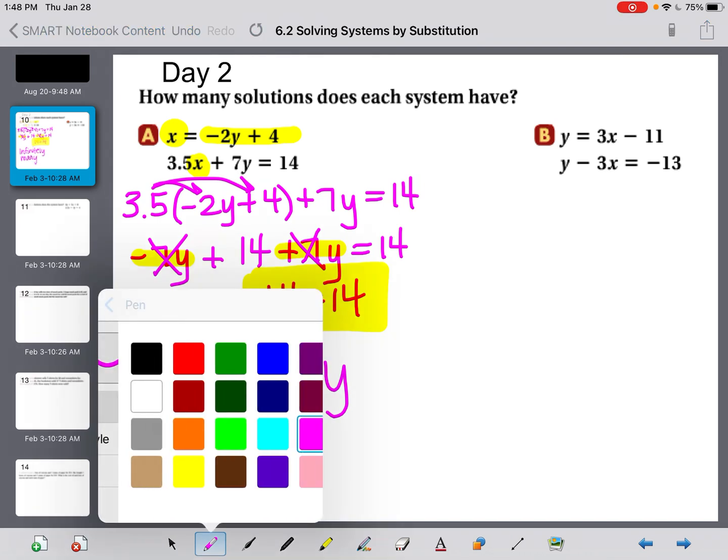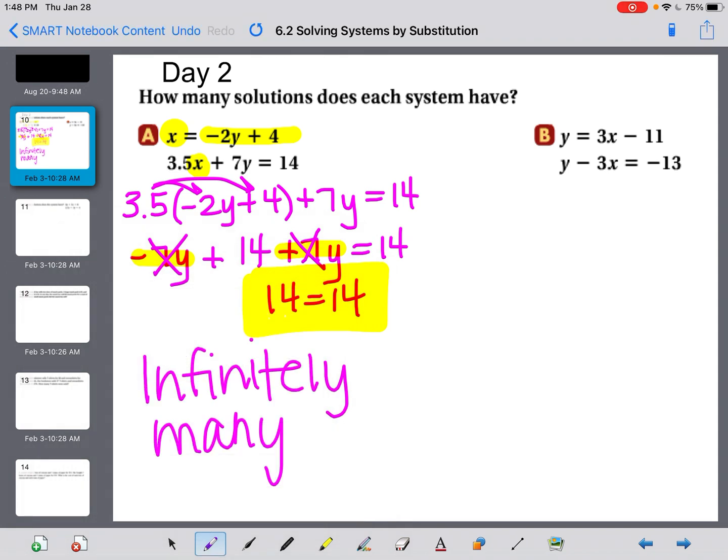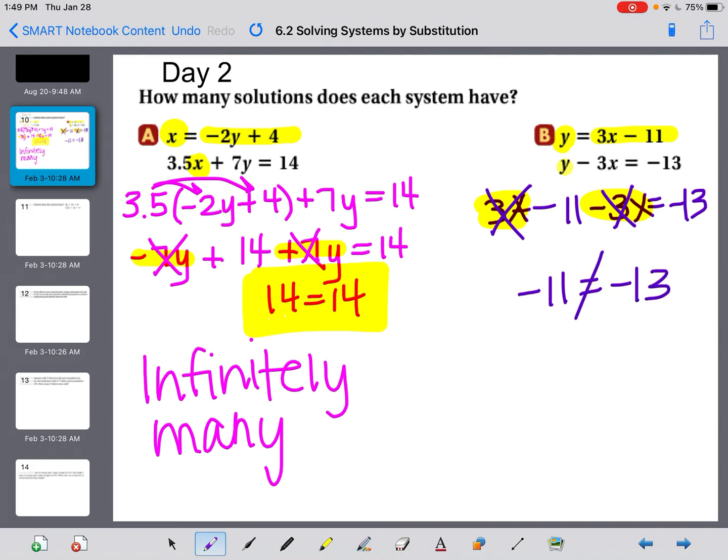Okay, letter B. Over here, both of these have a variable by itself. I'm just going to take, oh, no, they don't. Just the first one. Sorry, the first one does. So I'm going to take this and plug it in right here. So I will have 3x minus 11 minus 3x equals negative 13. I'm going to combine these like terms, but 3x plus a negative 3x actually cancels out, and I'm left with negative 11 is equal to negative 13, which is not true. So if I'm down to a not true situation, that is what a no solution looks like.